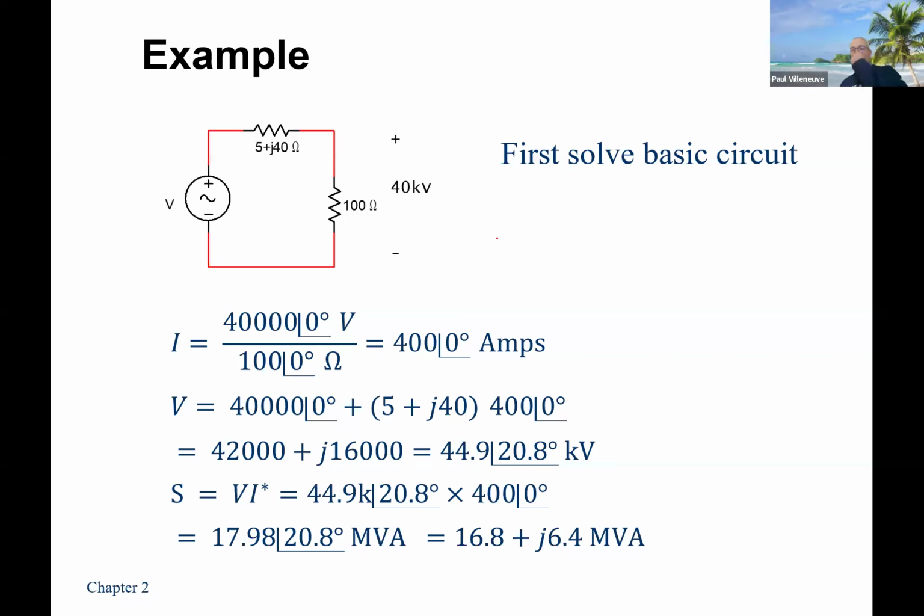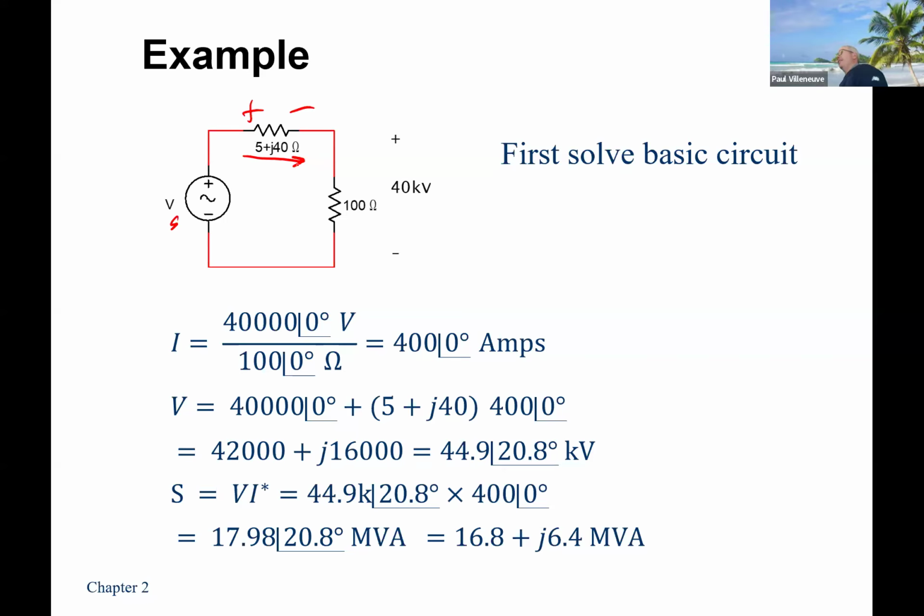All right, so let's look at an example. We kind of did a similar example to this yesterday. We have a 100 ohm resistor load, which is equivalent to, I don't know, a factory, because the voltage across it is 40 kV. And we want to calculate what the voltage at the source needs to be, including that voltage drop. And then we're going to calculate some power. So the first thing we need to do is calculate the current through the line. So we got 40K divided by 100 at an angle of 0, which is 400 at an angle of 0.